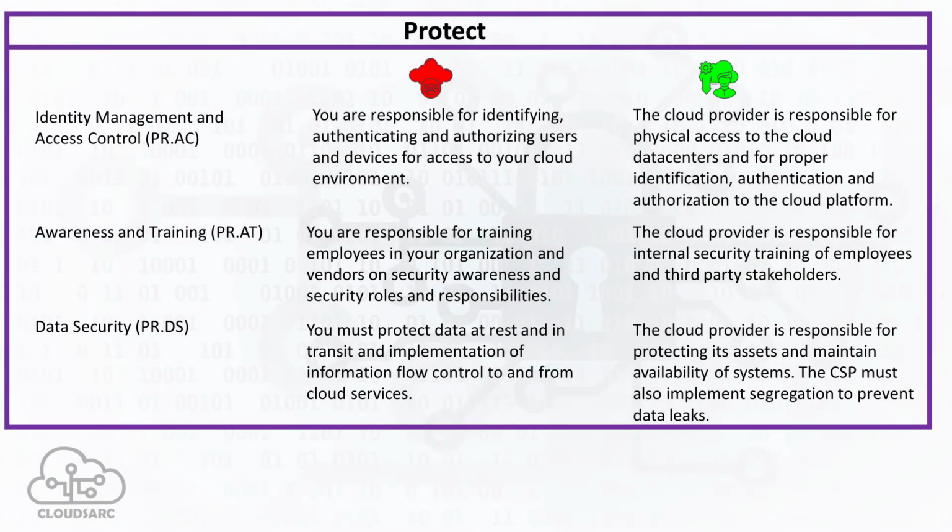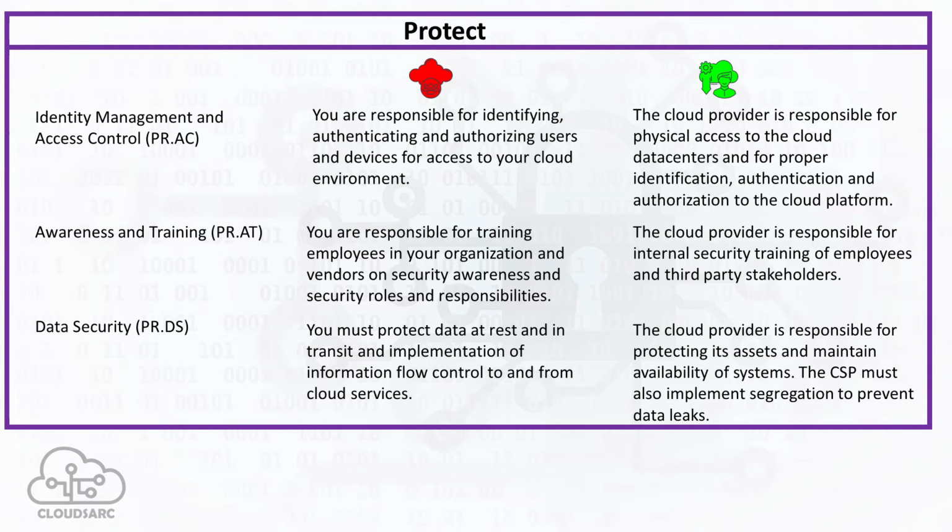The Protect function is the largest in the framework. It focuses on several disparate categories and capabilities of data and information protection. Examples include access control, training and awareness, configuration management, encryption, and protective technology. Once critical assets are identified and risk is measured, protective controls and capabilities can be established. The level of investment in each subcategory depends on the risk.